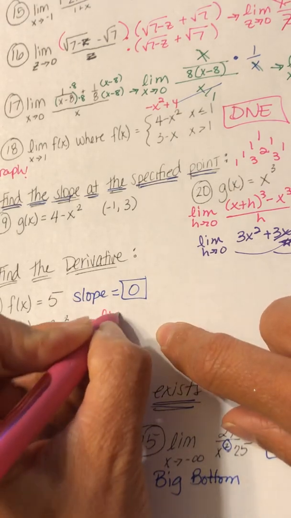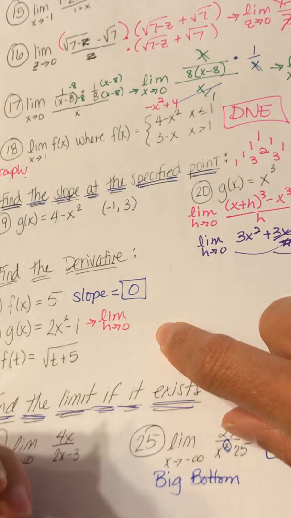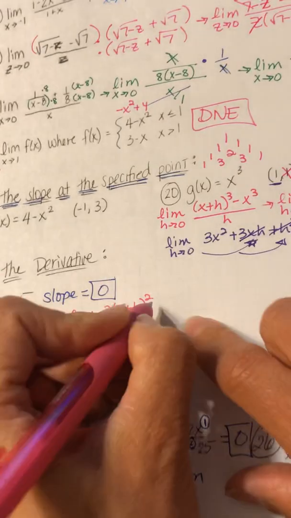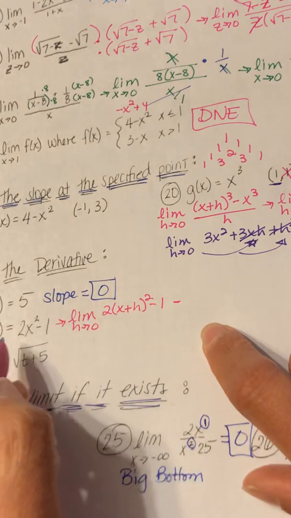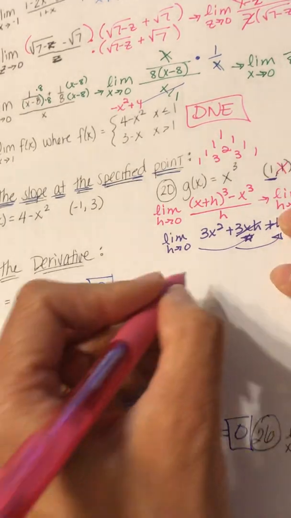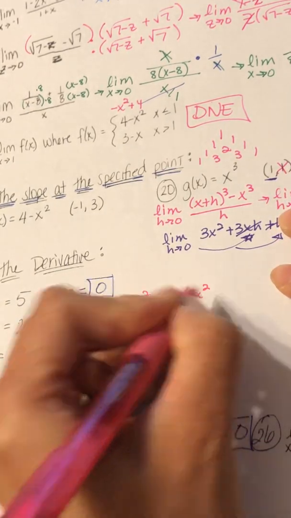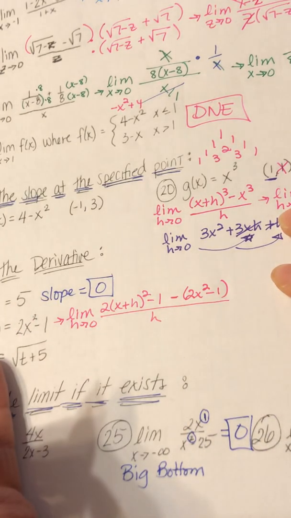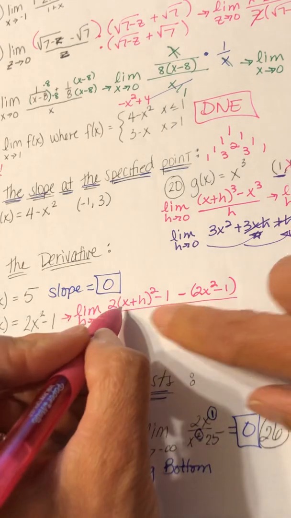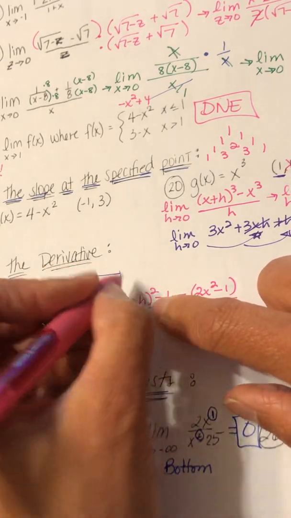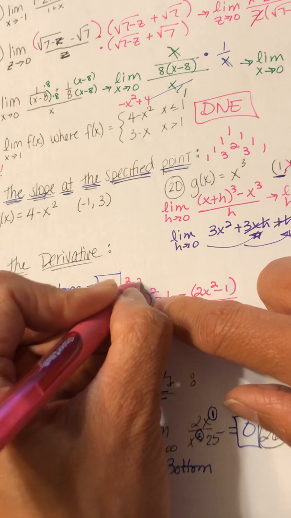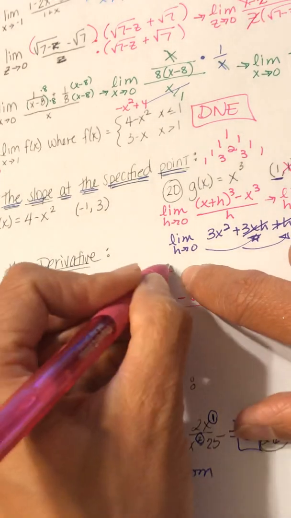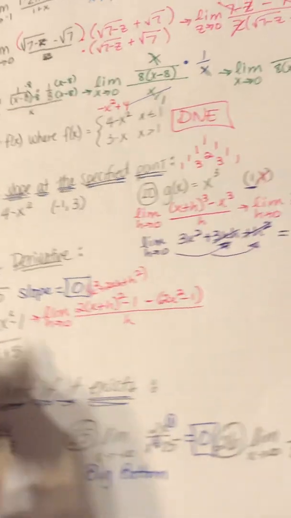So I have the limit as h approaches 0 of 2 times (x plus h) quantity squared minus 1. And now we have to subtract the g of x function. So I have to subtract the quantity 2x squared minus 1 all over h. Okay. And let's not forget, when we multiply out x plus h times x plus h, we get x squared plus 2xh plus h squared. But we have a 2 out front, so we're going to have to distribute that 2 as well.